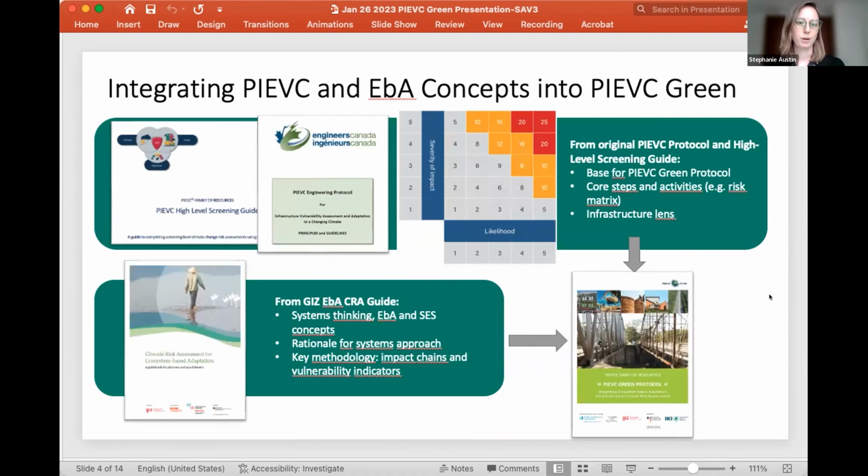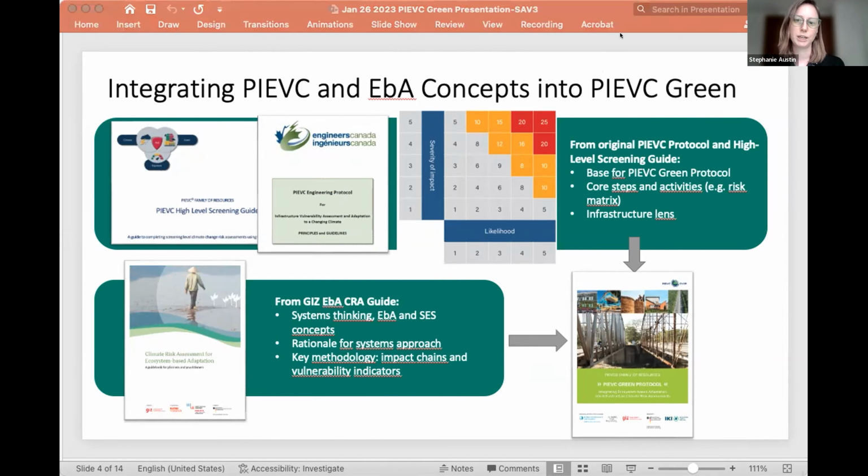So with the PIEVC Green Protocol, we didn't start from a blank Word document. We're not trying to create something completely new, but rather we use the PIEVC protocol as a base to mainstream social ecological systems concepts in a more targeted way. So kind of mainstreaming them throughout the PIEVC protocol. So from the original PIEVC protocol, we started with that as our base document, and we also integrated some concepts from the high-level screening guide to try to follow some of the new developments and how PIEVC is moving in our new methodology. We took all the core steps from the PIEVC protocol, we didn't change those, and we took mostly all the same activities from the PIEVC protocol as well.